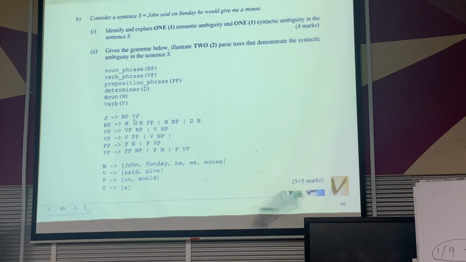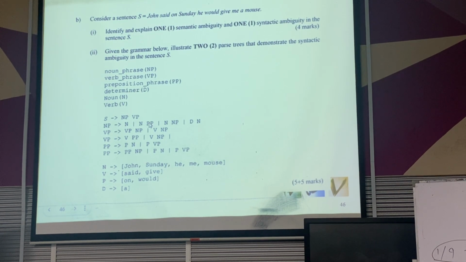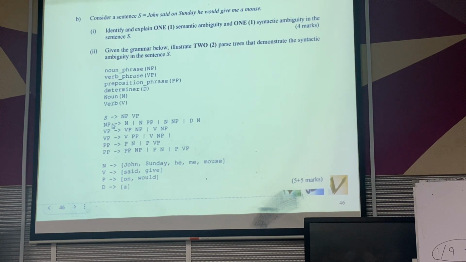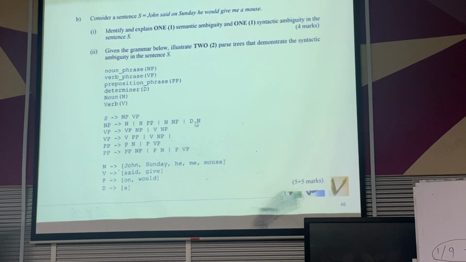So this vertical line here stands for or. It means that a noun can form a noun phrase. Noun joined with a preposition gives you a noun phrase, or noun joined with a noun phrase gives you a noun phrase, or a determiner joined with a noun gives you a noun phrase. So any one of the combinations will lead you to the noun phrase.